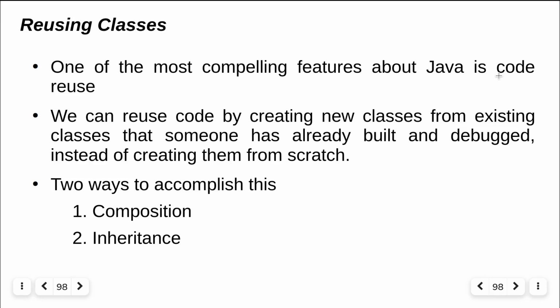In previous class we have seen encapsulation. Today let us see code reuse. Code reuse is one of the important features of Java. We can reuse code by creating new classes from existing classes that someone has already built and debugged, instead of creating them from scratch. We can accomplish this in two ways. One is composition and the other one is inheritance.